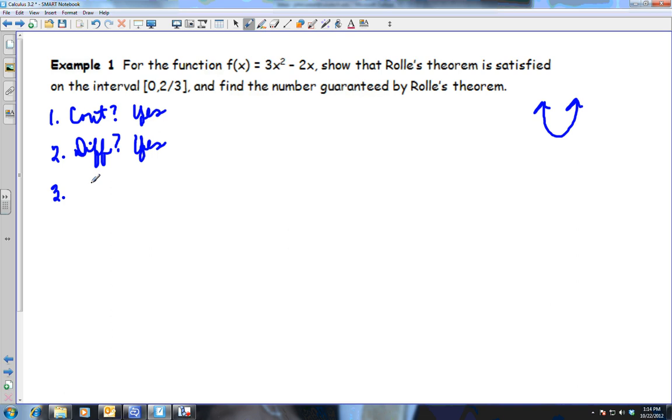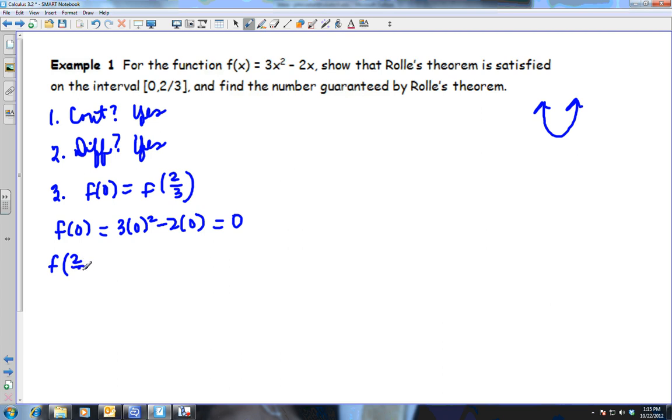And 3, does f of 0, here are my endpoints, equal f of 2/3? So they're saying if I graphed this, and I'm graphing it on this really small interval, just from 0 to 2/3, are these two endpoints the same? Well, I would have to plug those in and figure it out. So I'm going to plug in f of 0. And if you want to do this on your calculator, that's fine. You would just have to show what f of 0 and f of 2/3 are equal to. When I plug 0 in, I'm going to get 0. I'm plugging this into my original equation.